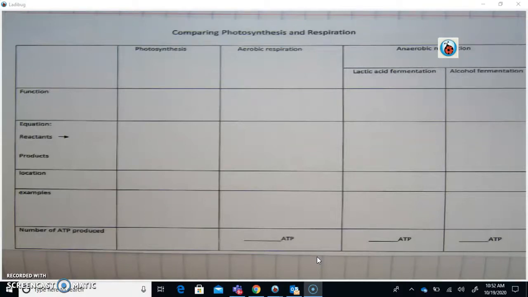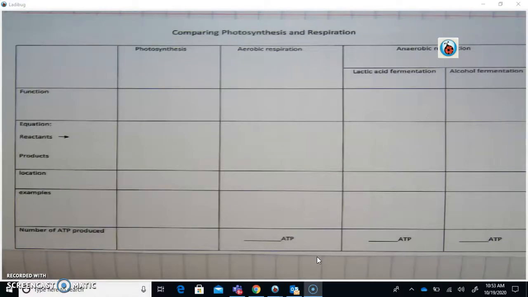If you will get out page 48 from your packet, and this is going to end up going on page 42 of your notebook. So again, page 48 from your packet, and it will go on page 42 of your notebook.